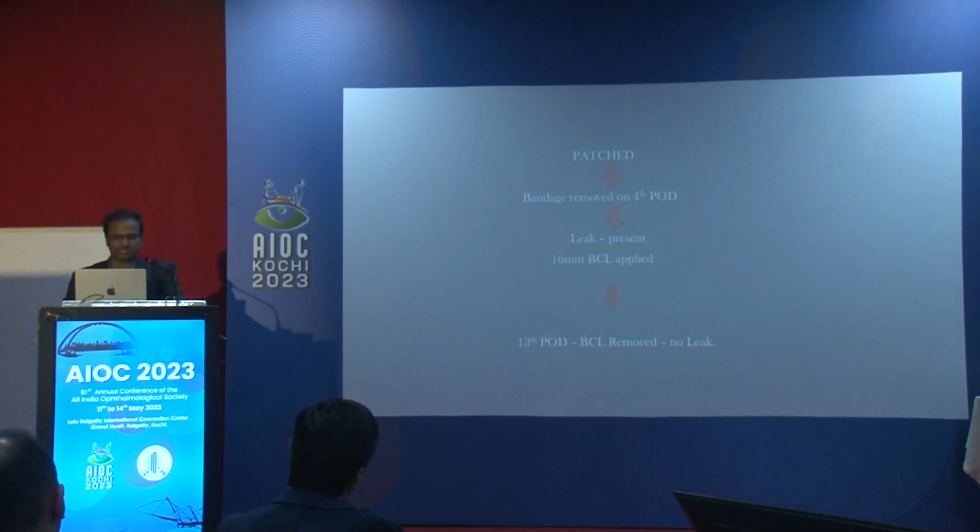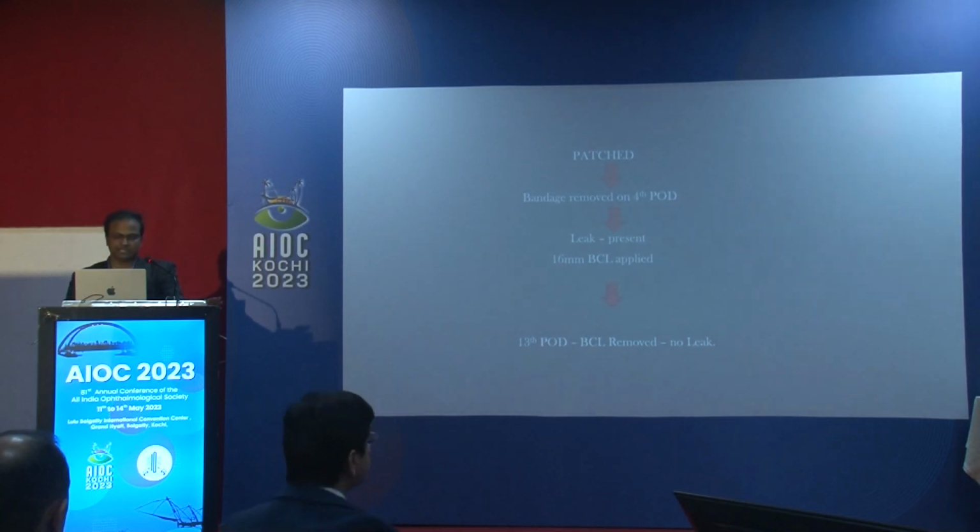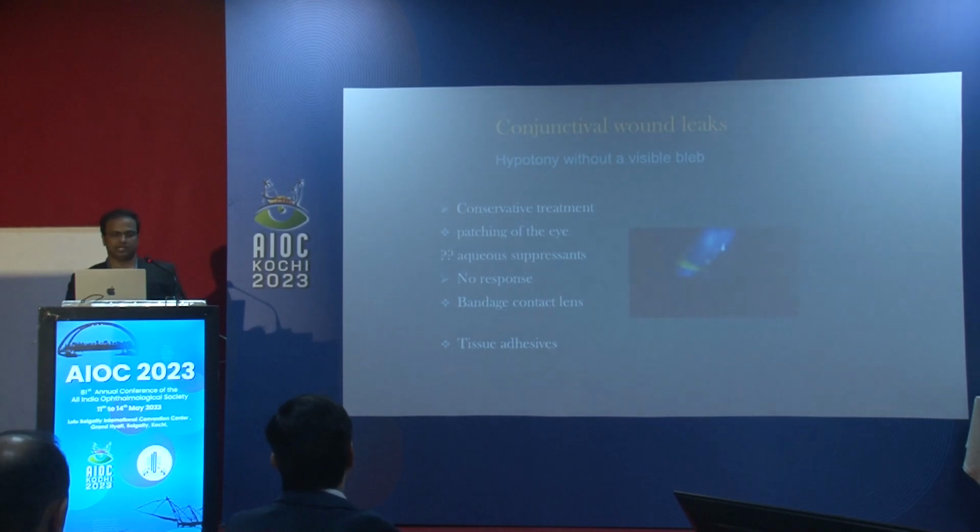So the patient was seen on the third day, and the eye was patched. On the fourth day the leak was still present. Then a large size BCL, generally 14 to 16 millimeter, 16 millimeter is ideal, is applied, and then we can follow the patient. So the 16 millimeter BCL is very much helpful in closing such a conjunctival wound leak.